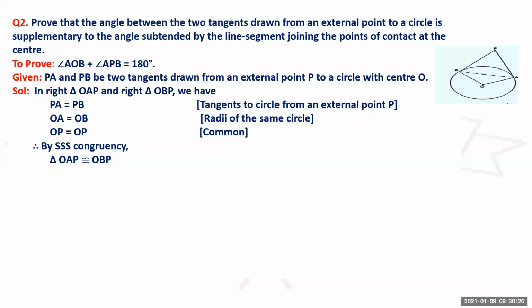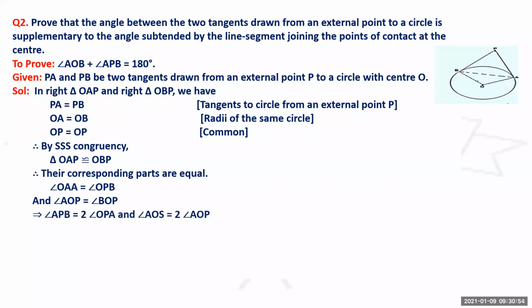Understand? So the corresponding parts are equal. That means corresponding sides and the corresponding angles are going to be equal. So you'll get angle OAP equals angle OPB and angle AOP equals angle BOP. You'll get angle APB equals twice angle OPA and angle AOB equals twice angle AOP.